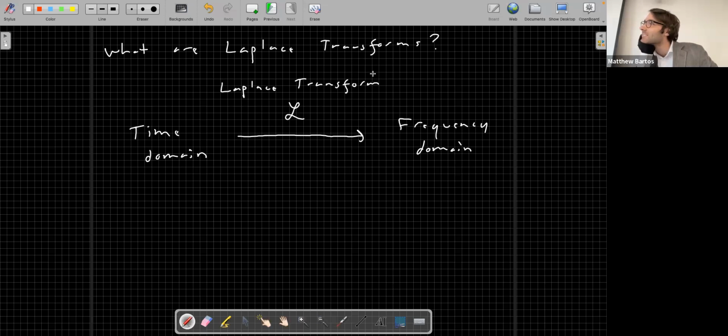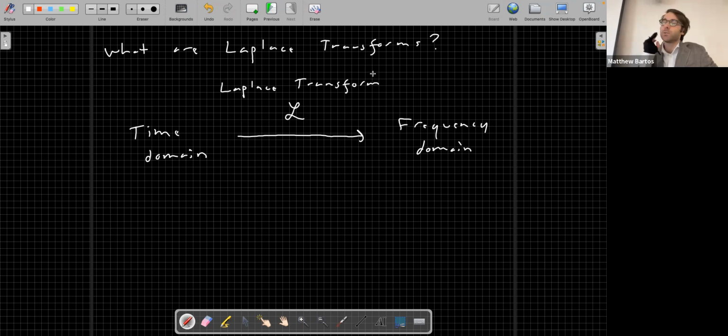Sorry? It's the inverse of the time domain? You could think of it as an inverse of a time domain, and that we will need to apply an inverse Laplace transform to get back to the time domain.